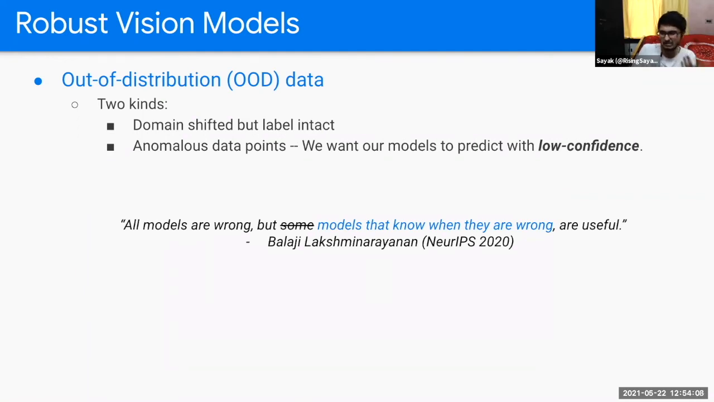So going by a modified quotation by Balaji Lakshminarayanan at NeurIPS. Basically, the quotation is all models are wrong, but some are useful, by George Box. But here's Balaji's variant, which is what I prefer more. All models are wrong, but models that know when they are wrong are useful. So ideally, we would want our models to exactly tell us, hey, I am not confident about these anomalous data points. Maybe you should look into these data points and figure out if they are anomalies in the first place. So that's what the idea is.